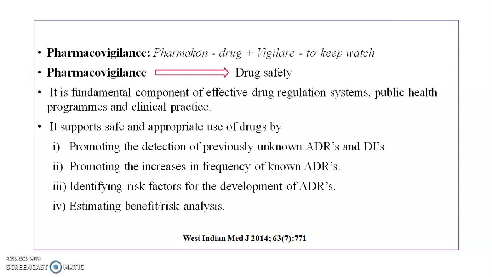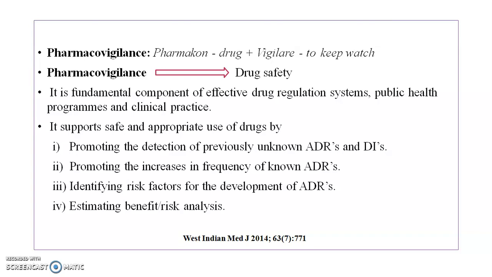And third point is identifying risk factors for the development of ADRs. And the fourth one will be the estimation of benefit and risk analysis. Coming to the first point, one must identify any unknown ADRs or drug interactions which are there in the patient. So that has to be understood, identified, and then reported to the concerning authority.